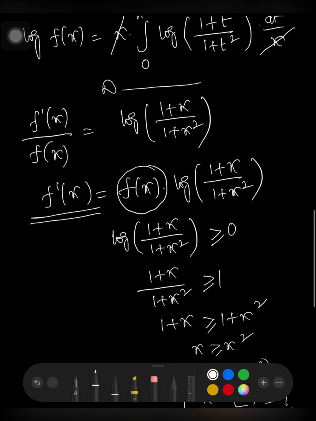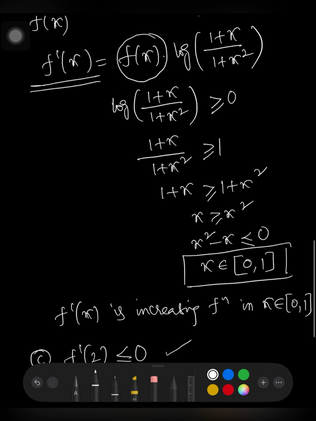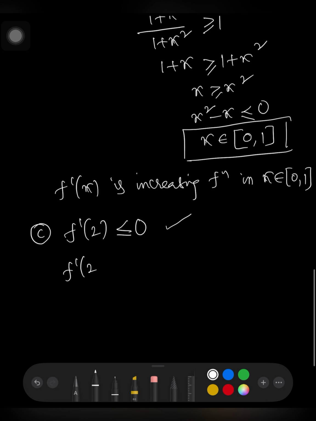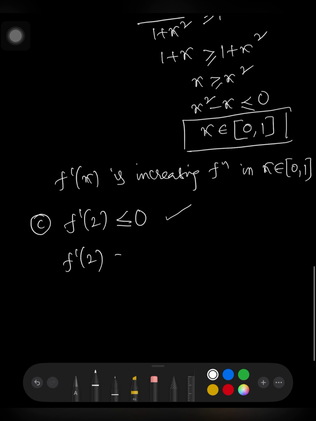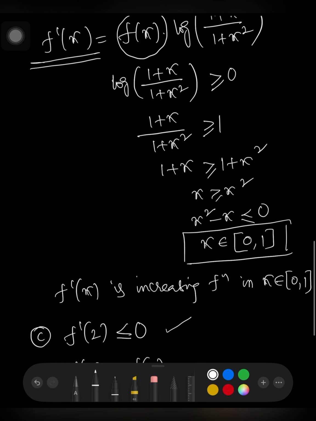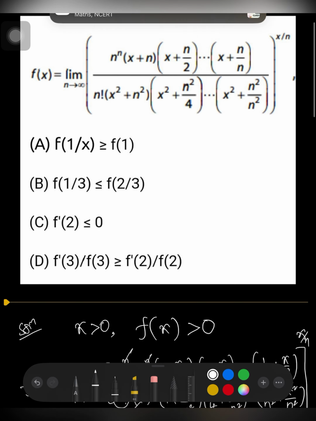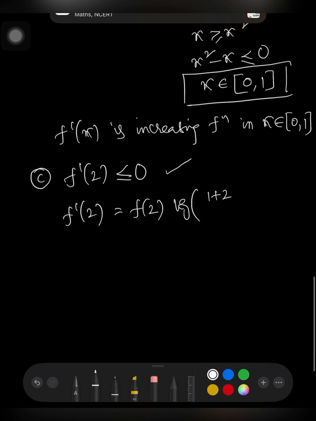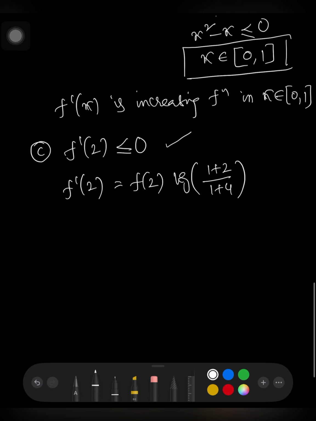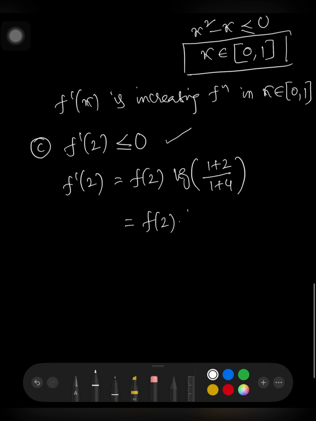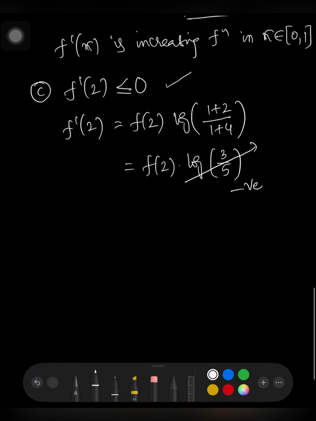Why? Because if you check these options clearly, suppose f dash of 2 equals f of 2, which is anyway positive, into log of (1 + 2) by (1 + 4). So it is f of 2 into log of 3 by 5, a fractional value clearly. A fractional value gives a negative log, right? So clearly it indicates that f dash of 2 is less than 0. So option C is correct.